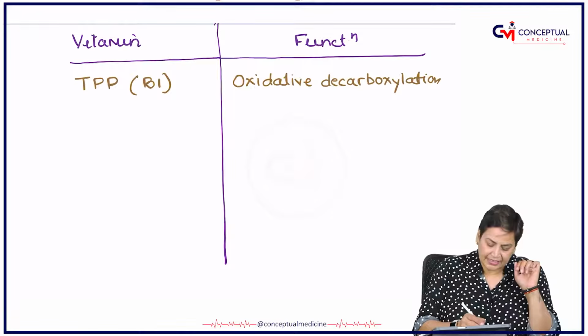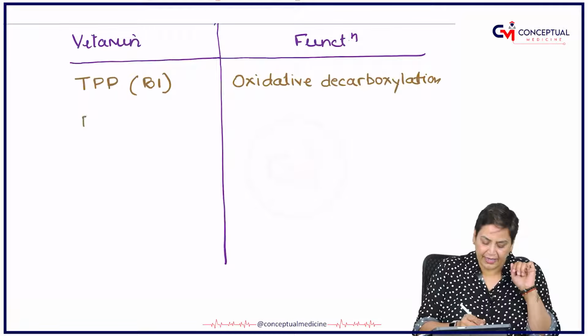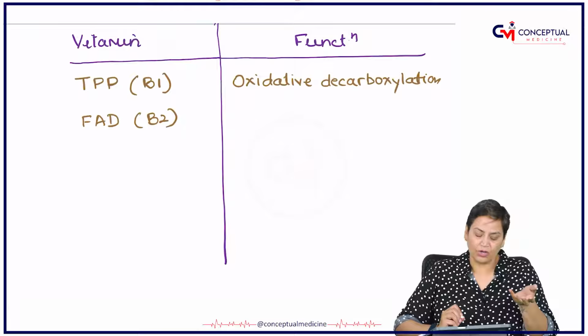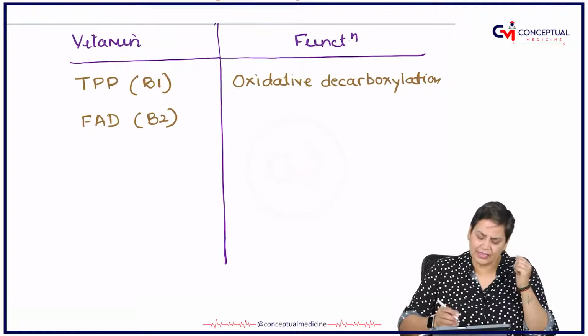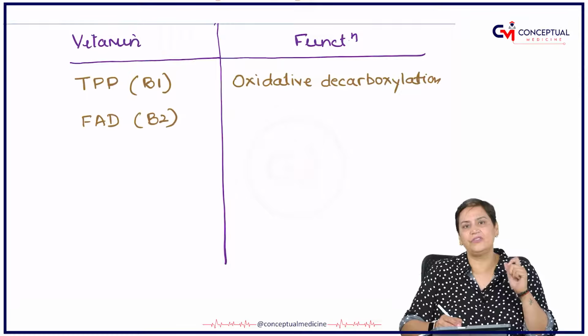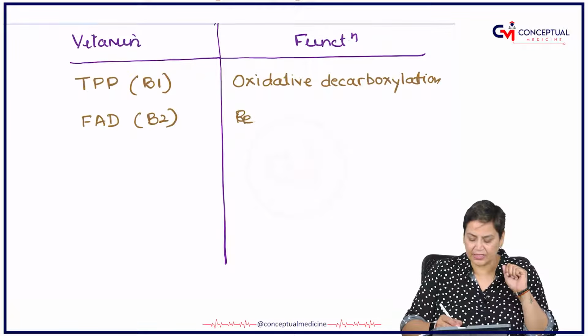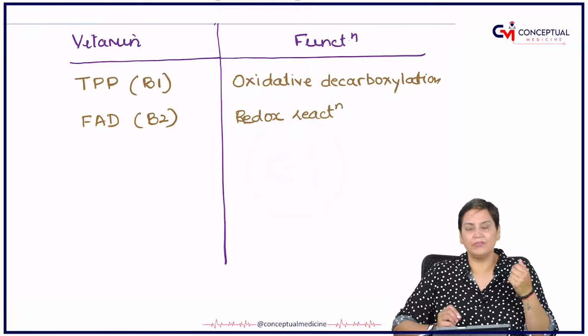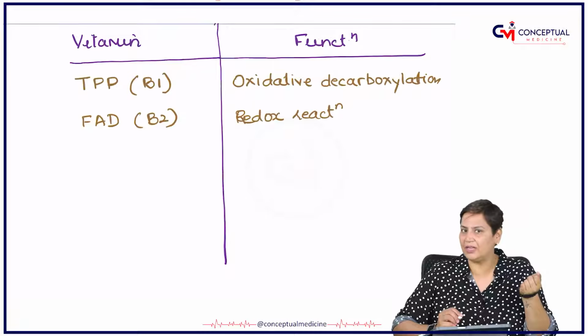Okay. Then second is FAD, the active form, FAD or FMN, and we can simply say it is B2. And if we talk about the function catalyzed by B2, we can simply say that it also catalyzes the oxidation and reduction reactions. So I can simply say redox reactions in general. Just for example, if succinate dehydrogenase is there, their FAD is converted into FADH2.